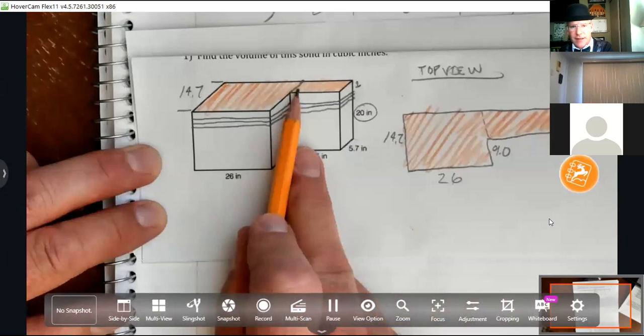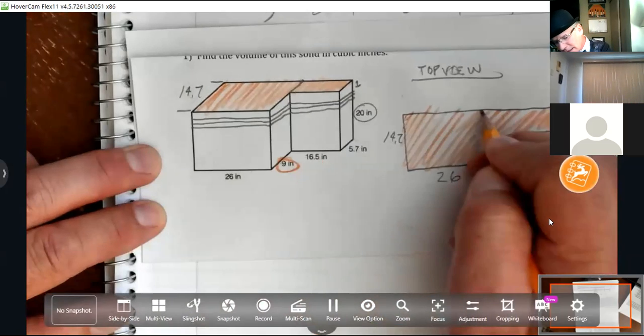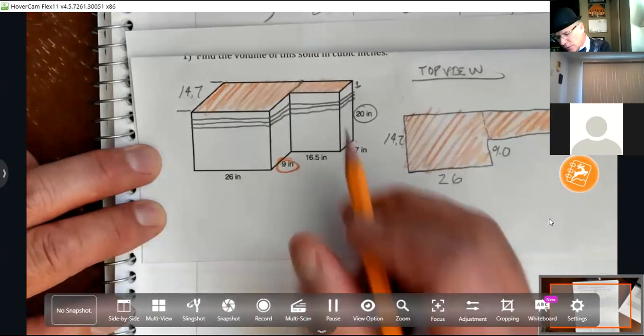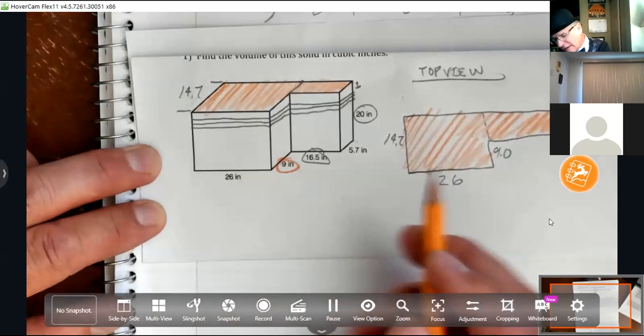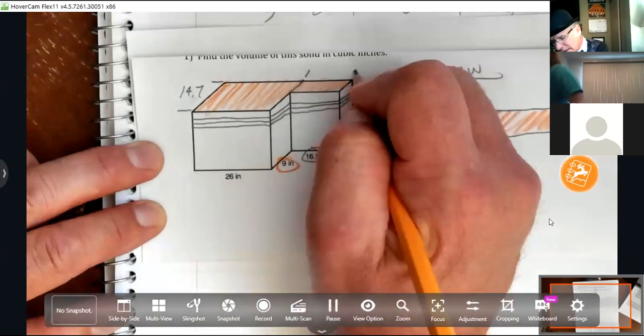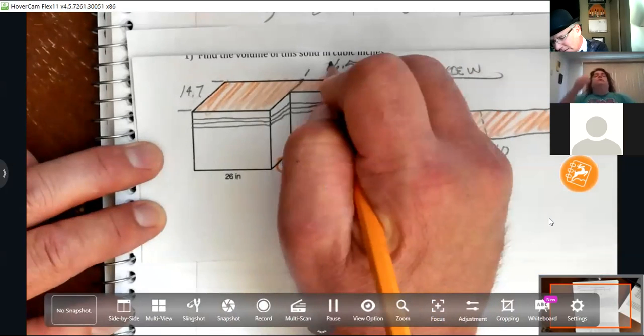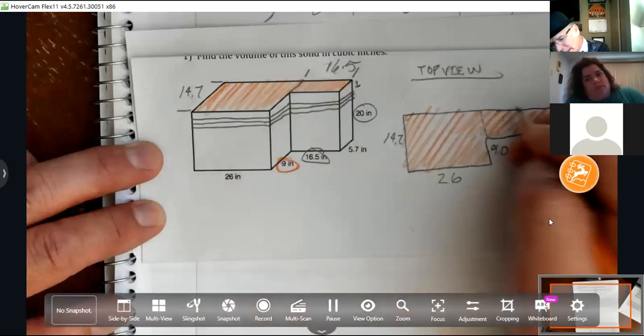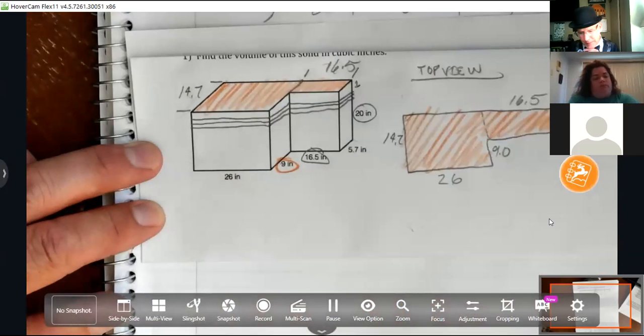Can you see this dotted line? That's this dotted line right here. They're the same. So we know that this is 16.5. From here to here is 16.5. So we're going to write 16.5 right here.